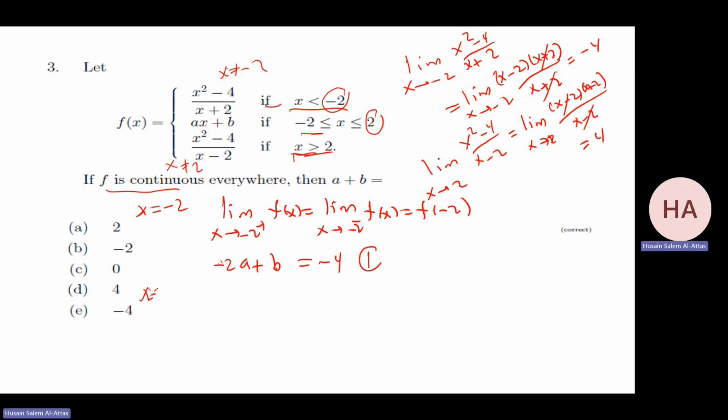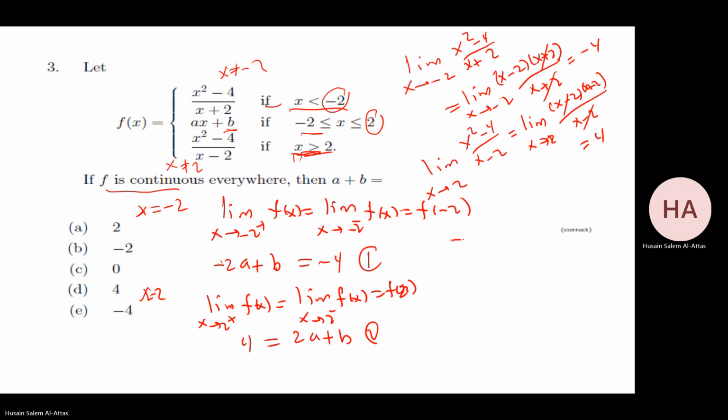Equation 1. Now x equals 2. The limit as x goes to 2 from the right equals the limit as x goes to 2 from the left, which equals f at 2. From the right, I am here. That we did, it's 4. From the left, I am here. That will be 2a plus b, which is equation 2.